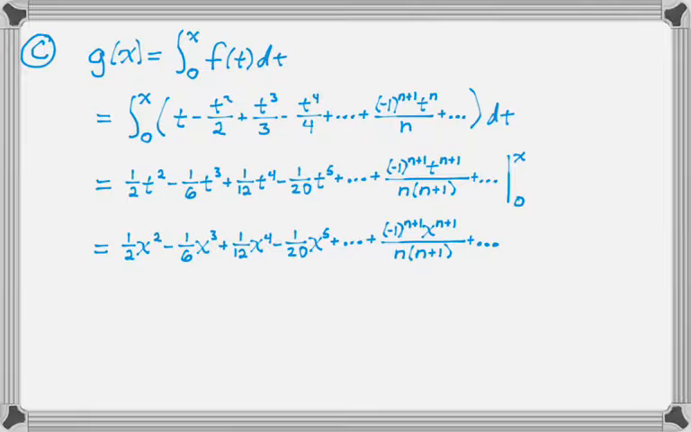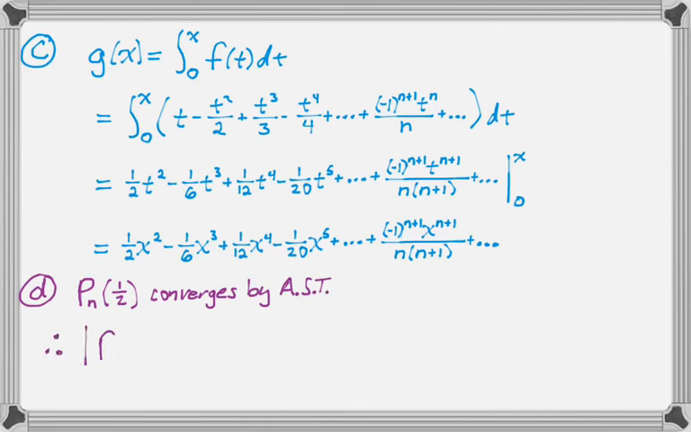What I'm first going to do is state that it's a convergent alternating series when I plug in 1/2, because I'm not 100% sure that I'm allowed to just dive in, so when in doubt, I over-explain. So I'm going to say p sub n of 1/2 converges by the alternating series test. Therefore, if it's convergent alternating, I know that the error is at most the magnitude of the first term left off.